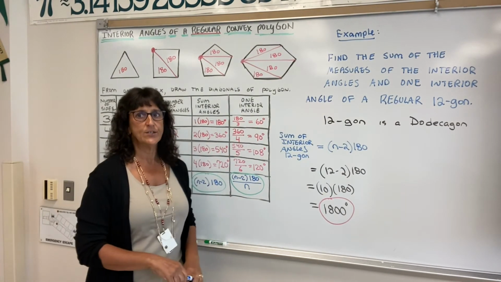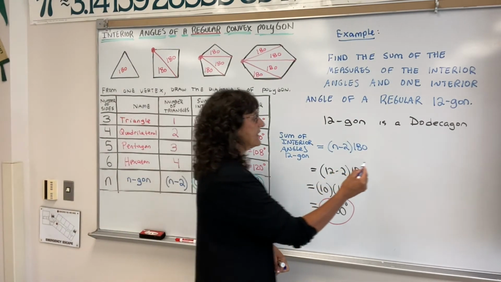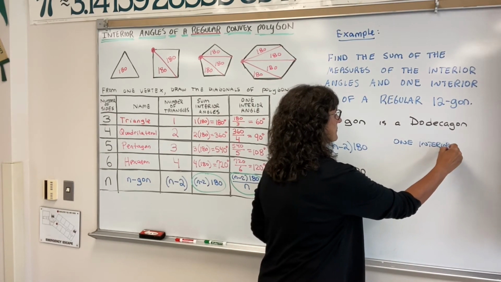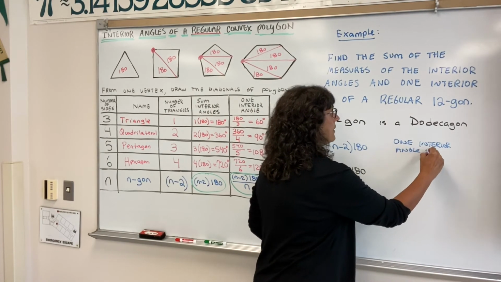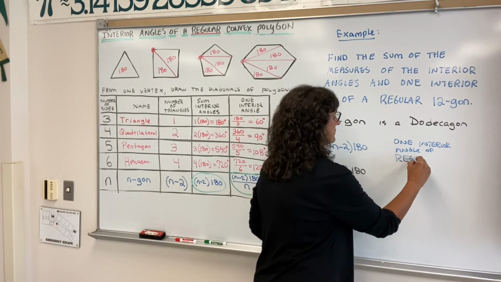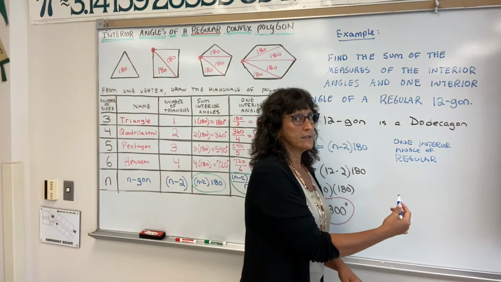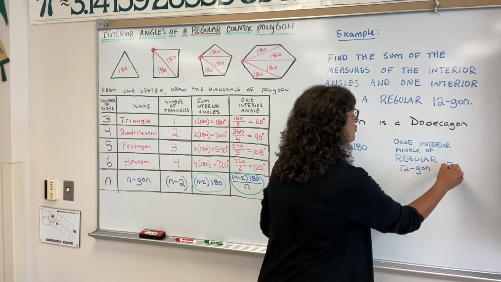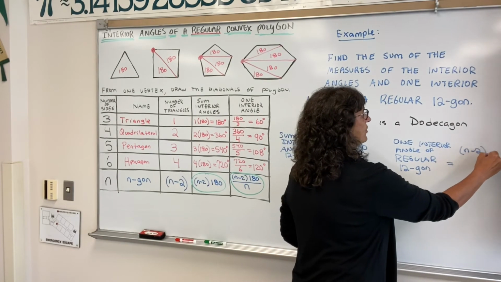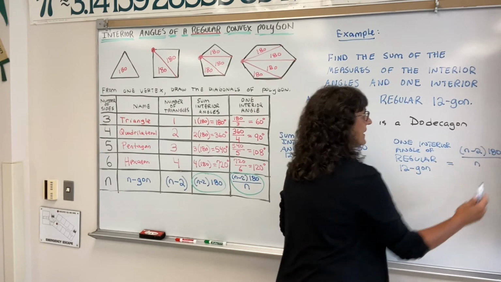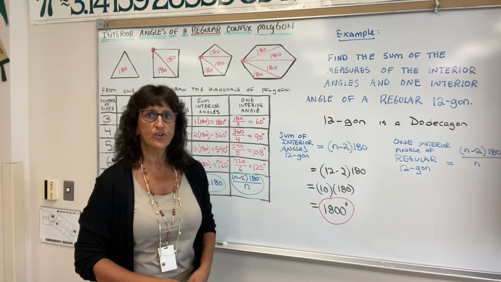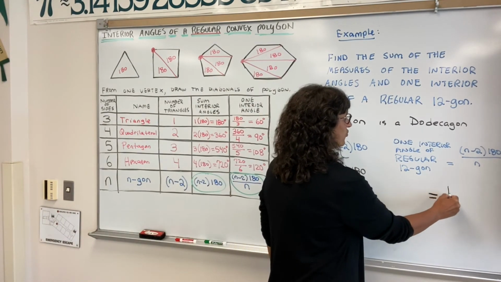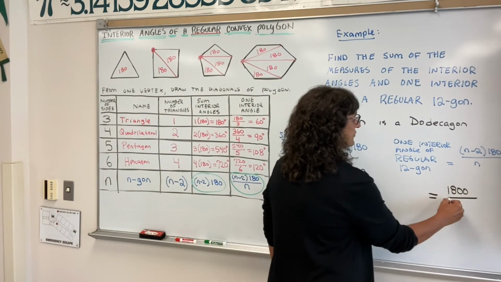What about one interior angle of a regular dodecagon? It has to be regular to figure out one. So what do we do here? You take n minus 2 multiplied by 180 and divide that by the number of sides. You take the sum and divide the sum by the number of sides. So what was the sum? It was 1,800, the sum of the angles.